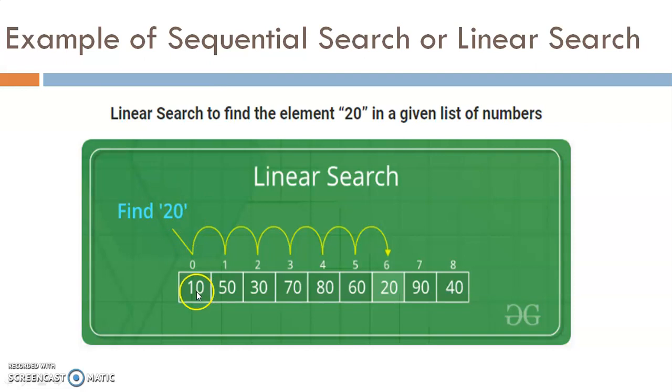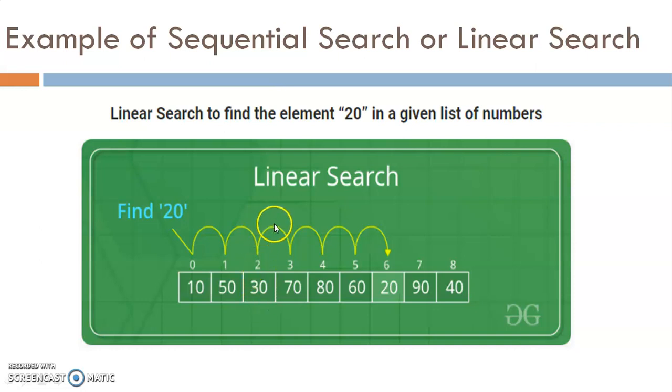Both are not equal. So this procedure is repeated, which means the array index is incremented by 1. Now it becomes 1, and our next element is 50. 20 and 50 are compared. Again it is not equal. So the array index is incremented by 1. The array index becomes 2. Now the next element is 30. 20 is compared with 30. Again it is not equal.